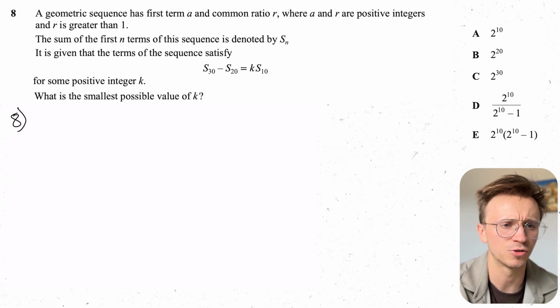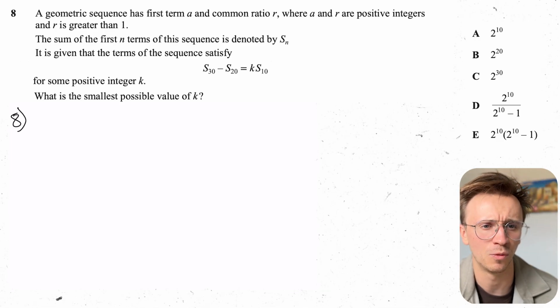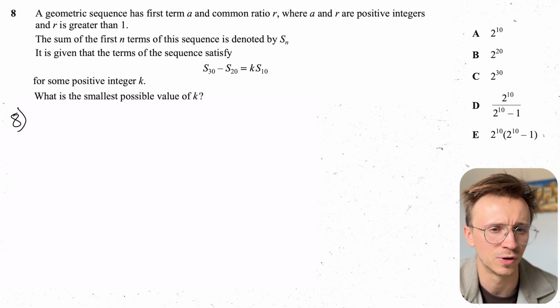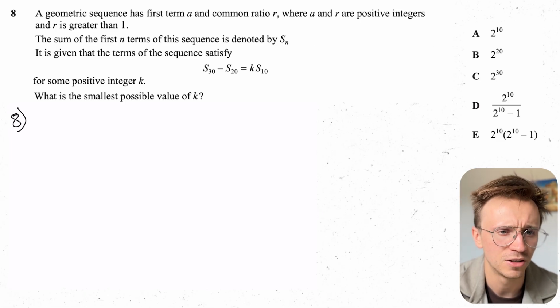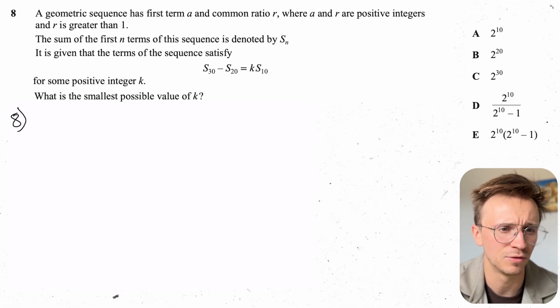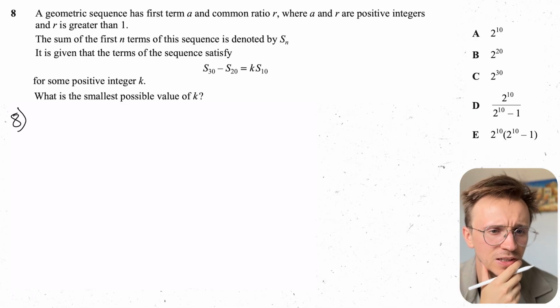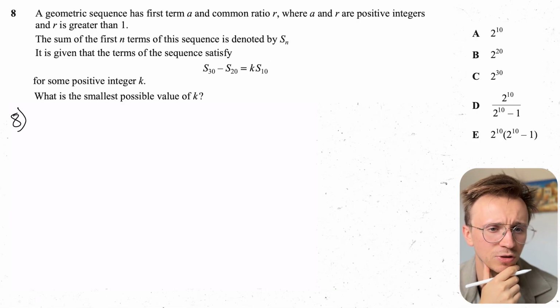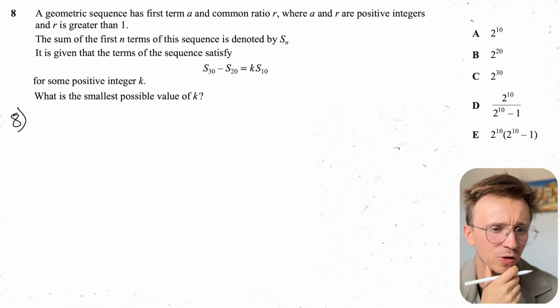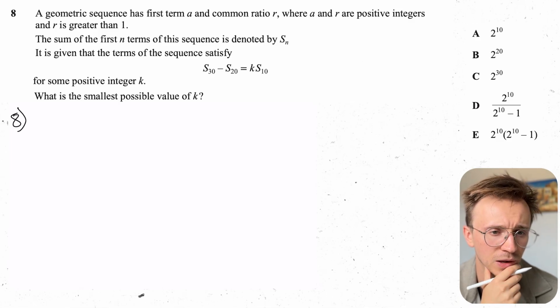Question 8. A geometric sequence has first term A, common ratio R, where A and R are positive integers and R is greater than 1. The sum of the first n terms of the sequence is denoted by Sn. It's given that the terms of the sequence satisfy S30 minus S20 equals K S10. What's the smallest possible value of K?